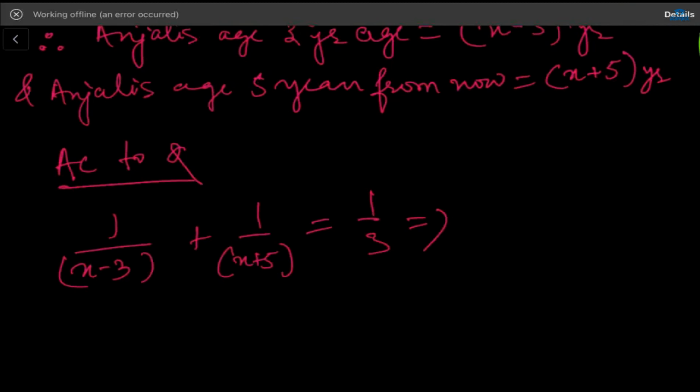Okay, so you can take 2 common from here or just cross multiply here. So if you are going to cross multiply, so what will it be? 6x plus 6 is equal to x square.